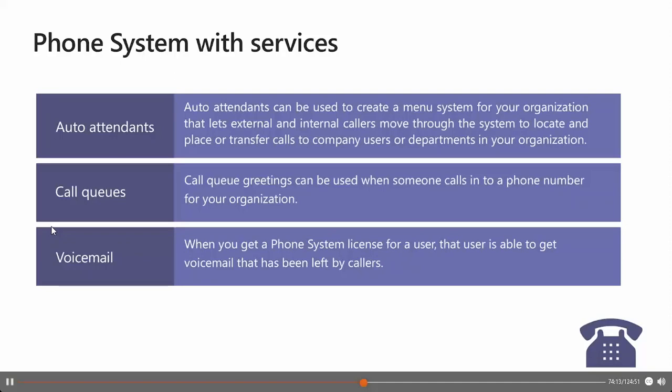The call queue greetings can be used when someone calls into a phone number for your organization. The greetings include the ability to automatically put the calls on hold and the ability to search, for example, for the next available call agent. And the voicemail, which is typical functionality. When you get a phone system license for a user, that user is able to get voicemail that has been left by callers. That's an automatic setup, provisioned for users after you assign a phone system license and a phone number to them.